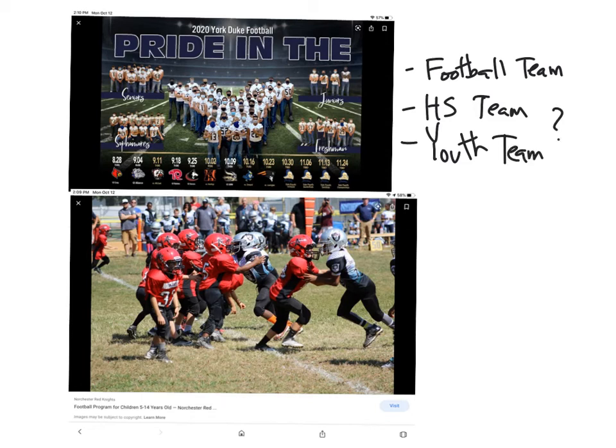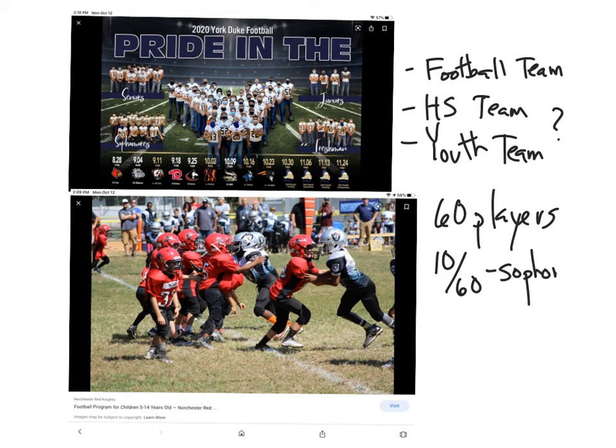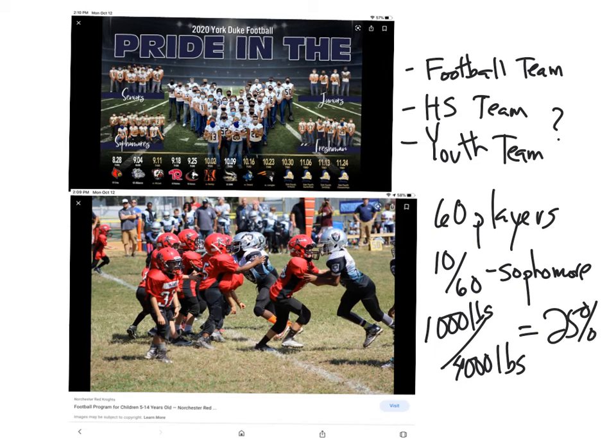You might bring in the same number of players. You might bring in 60 players, right? But you could say, oh, 10 of the 60 are sophomores. And that would be by number. But it would be very different if we weighed the players and said, hey, I've got 4,000 pounds of football players coming, and 1,000 of those pounds are sophomores. That would be 25% by mass, as opposed to up here, 10 out of 60 by number.